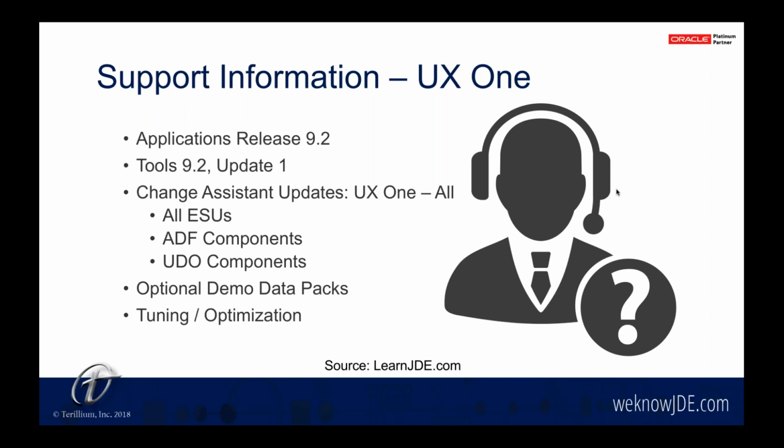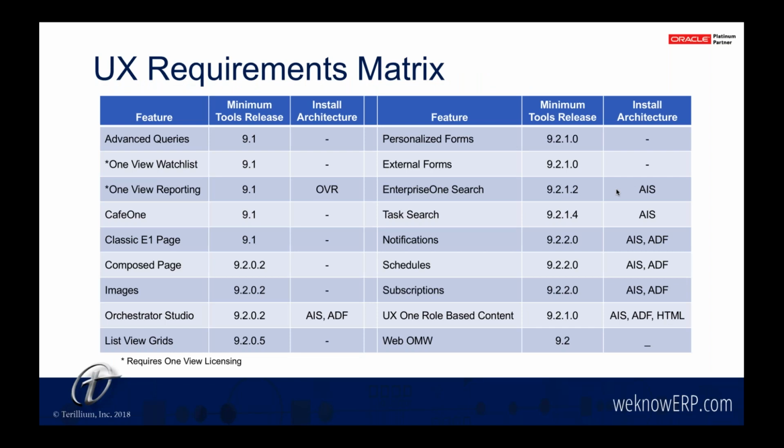Once you have a lot of these components loaded, you'll want to make sure that you have the servers and the architecture tuned and optimized for performance. To expand on the requirements a little bit more, this is more of a leave behind. It actually breaks down each of the features within the UX1 family and gives you the minimum tools release and whether or not you have to install any additional architecture, additional servers, or other components that you're needing. I'm not going to go through this chart. We will be able to provide a copy of this after the webinar.